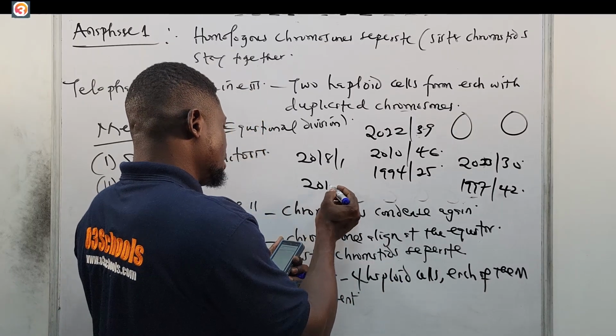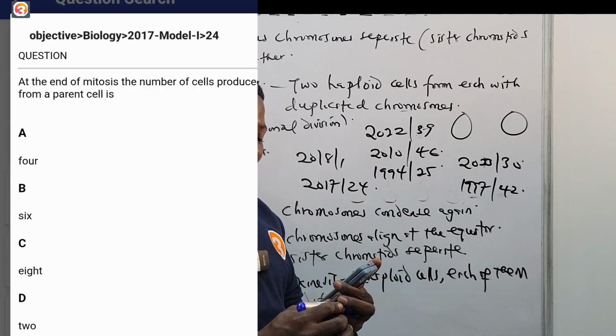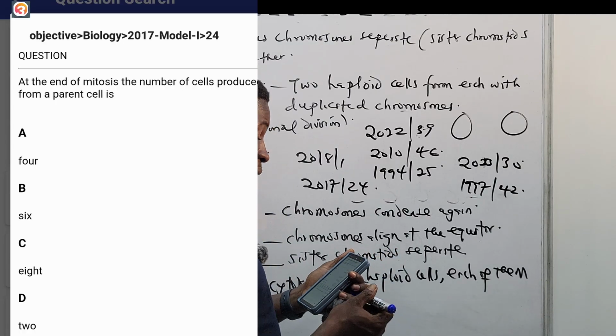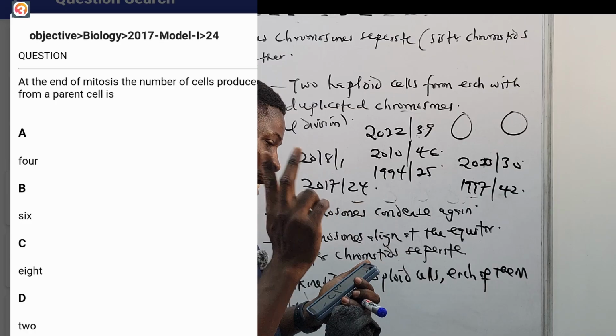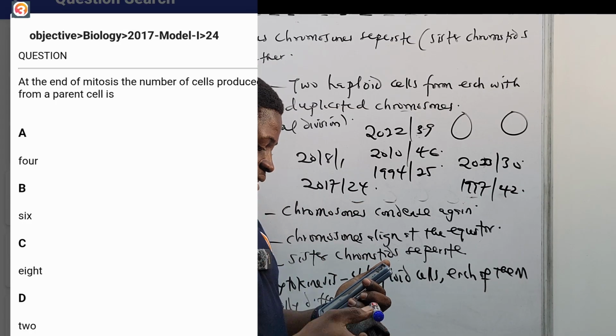2017 number 24. They say at the end of mitosis, the number of cells produced from the parent cell is what? How many do we have? Put it in the comment section. A says 4, B says 6, C says 8, D says 2.